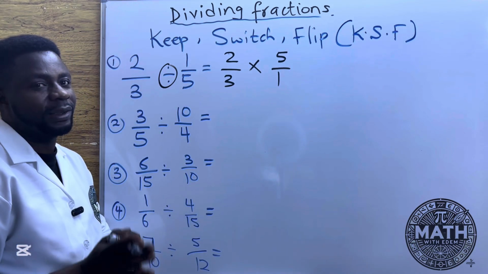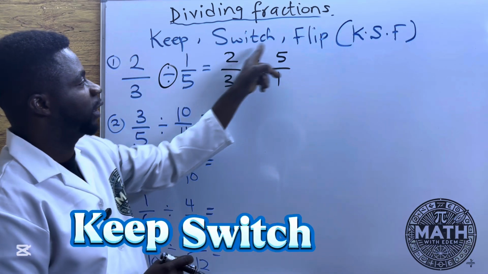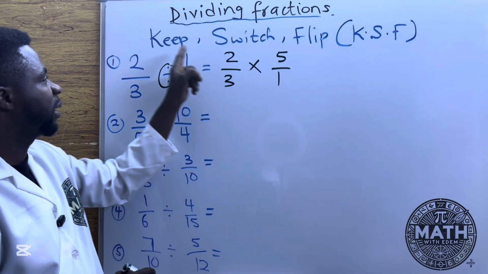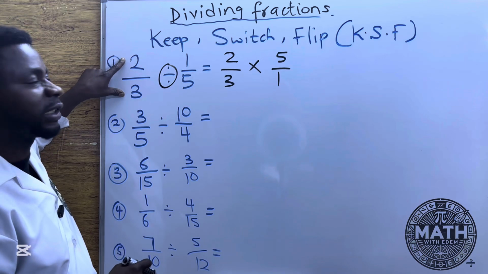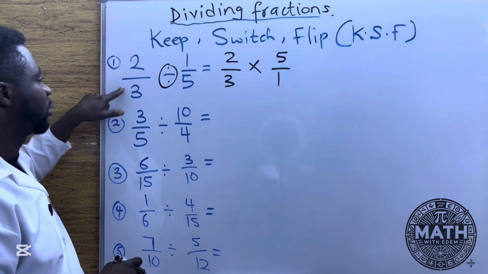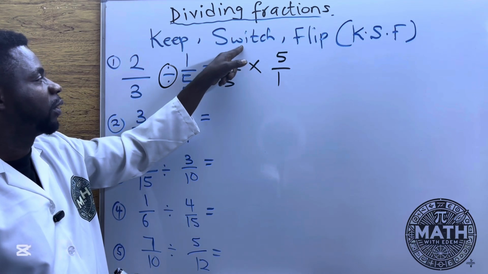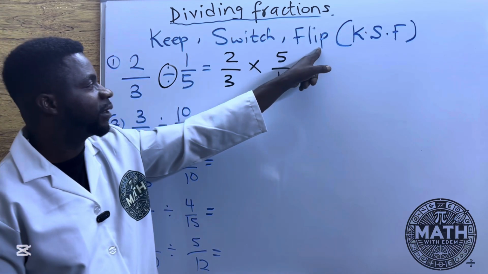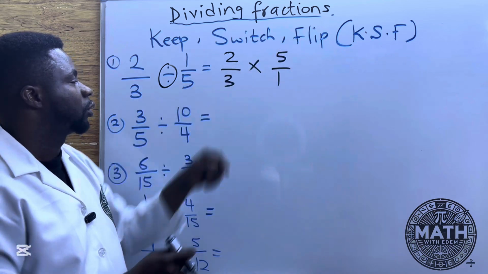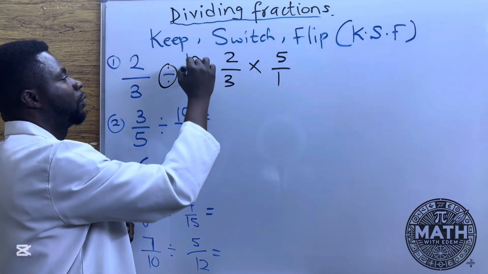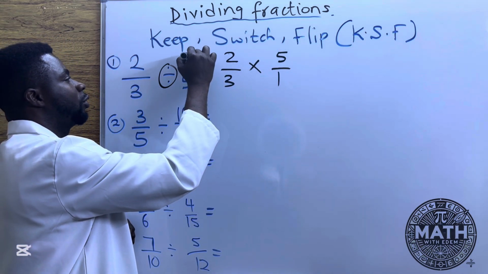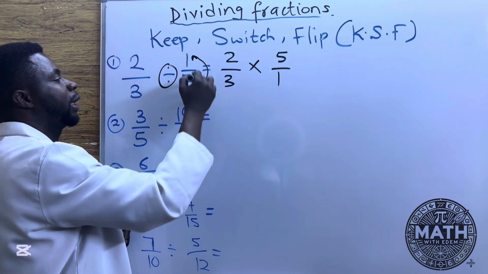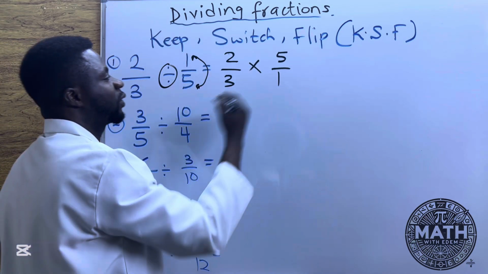I'm repeating the steps again. Keep, switch, flip. The first step is to keep. We are keeping the first fraction, that is 2/3. The next step is to switch. We are switching from division to multiplication. And then the third step is to flip the fraction. We are bringing the numerator down and taking the denominator up. So that is what we have done.